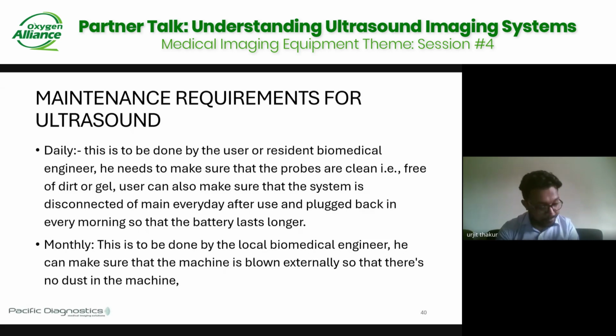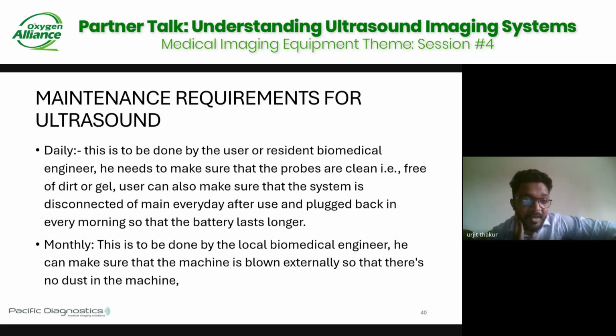That is 1. 2, as you all know, ultrasounds generally have a UPS, that is a battery, installed onto the system. So if your ultrasound is plugged in 24/7, that battery gets damaged over time. So it would be advisable that in the long run, you always unplug your system at the end of the day and leave it unplugged. So the next day when you start it, the UPS battery charges again. So it gives a longer life to that battery as well.